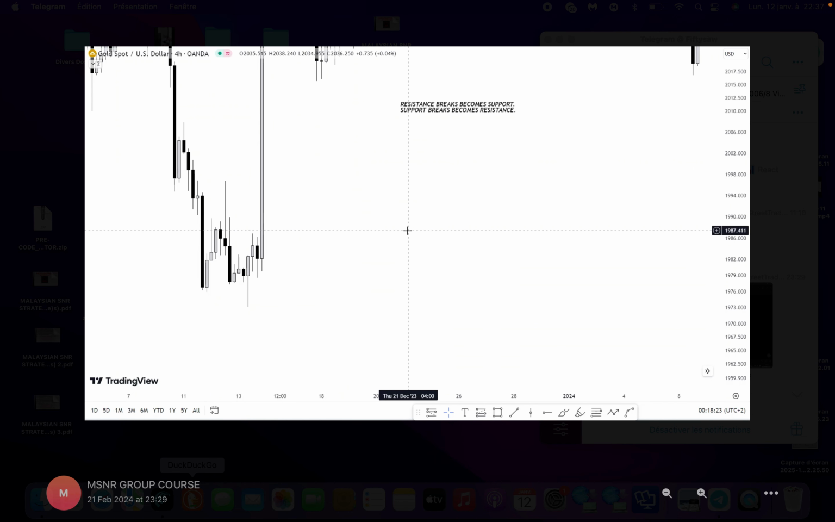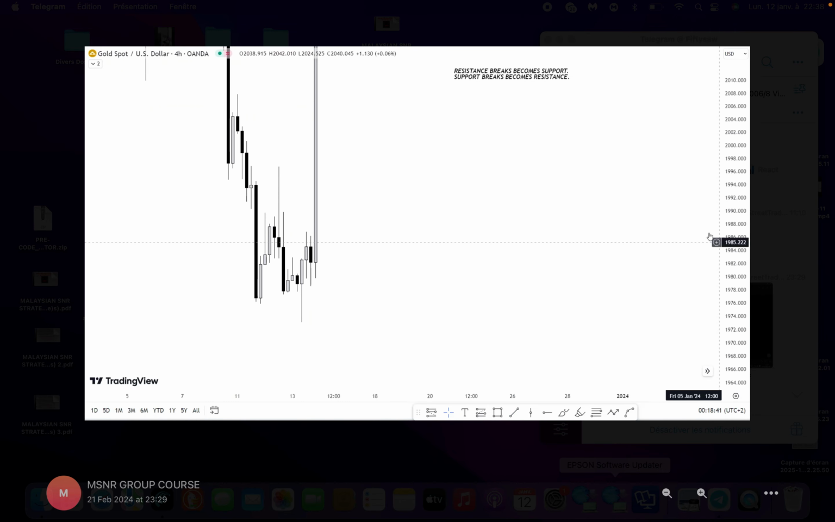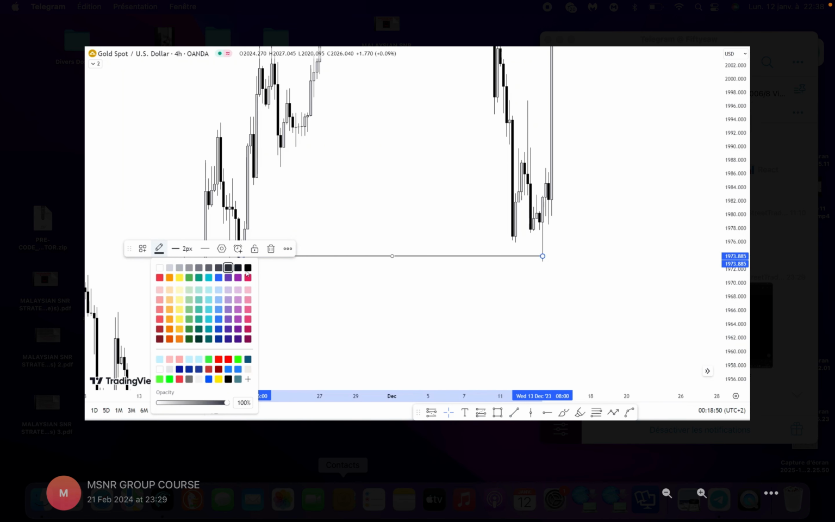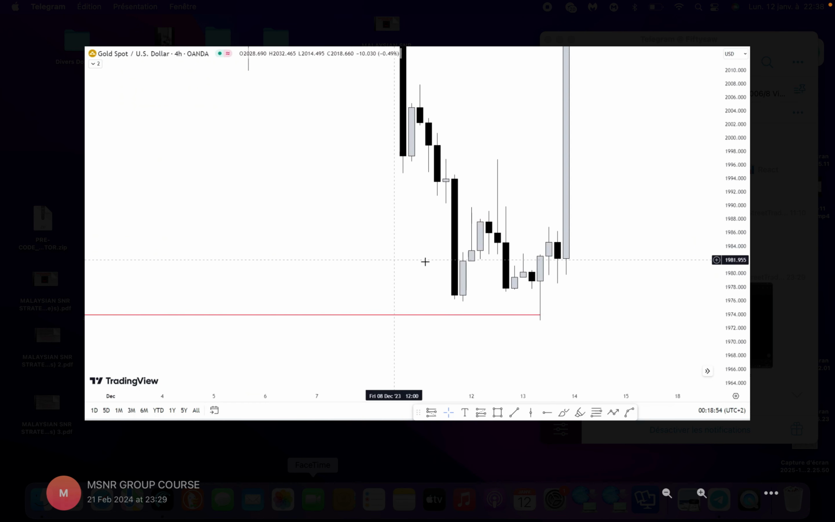So how does support break and become resistance? It's when you have a freshly made area of resistance or support, and then the following candle just traces through it and does not respect it in the position where it's supposed to be respected. So right here, we have already come up with the idea that price is going to go high, right? Let's assume that. Then fine.